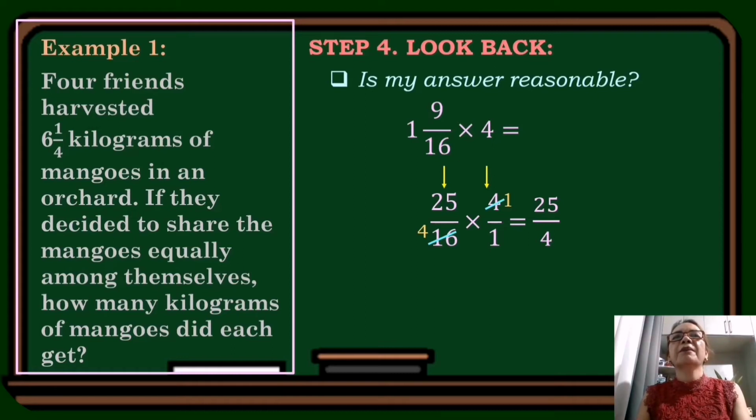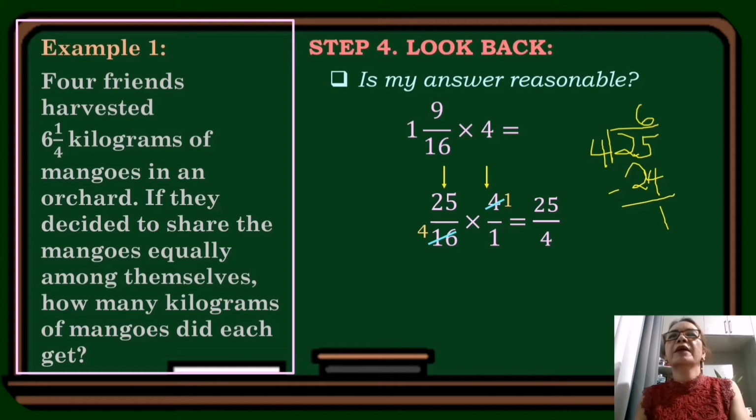Again, our answer is improper fraction. So we will rename this one into a mixed form. So 25 divided by 4, we have 6. 6 times 4 is 24. And then subtract. 5 minus 4 equals 1. Okay, so the quotient will be the whole number, and the remainder becomes the new numerator, and copy the denominator. So 25 over 4 is equal to 6 and 1/4.